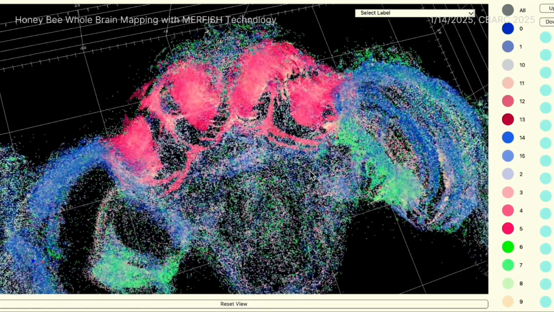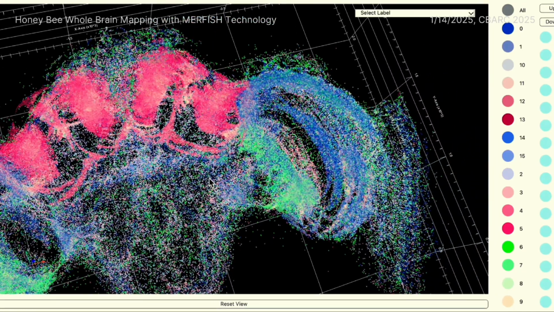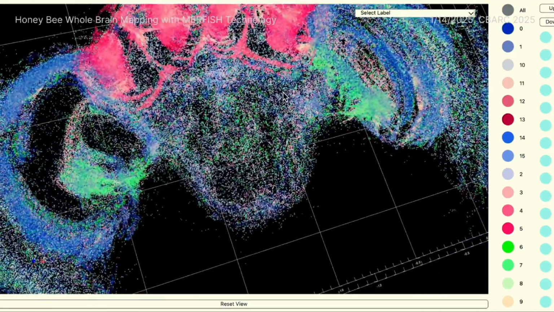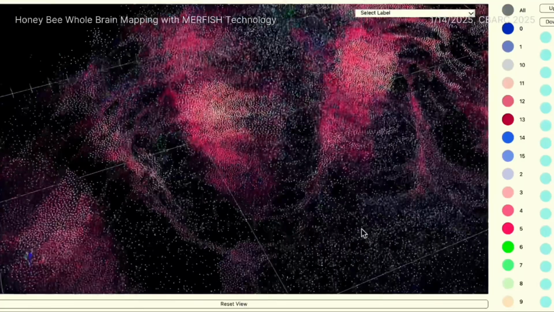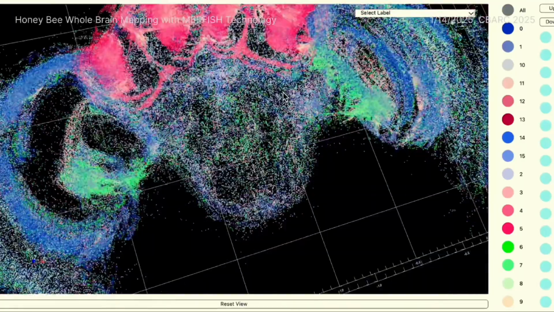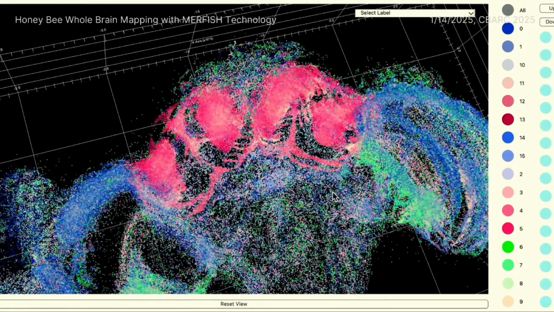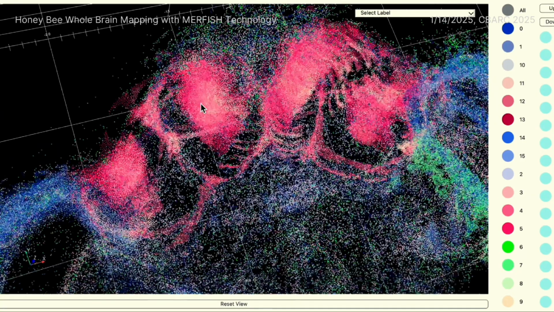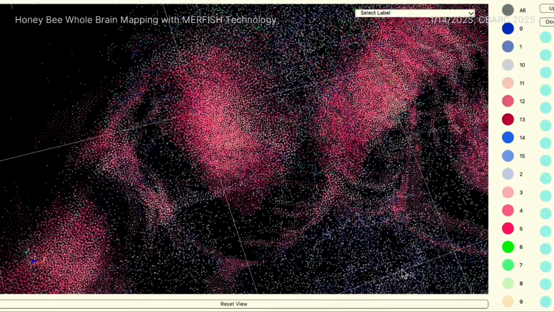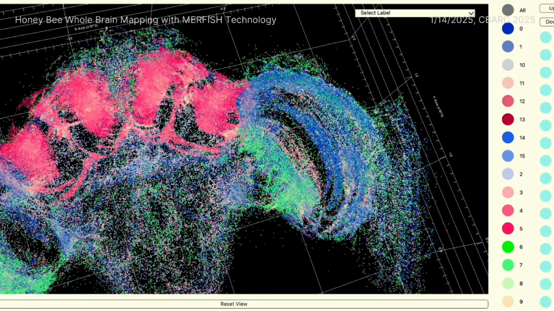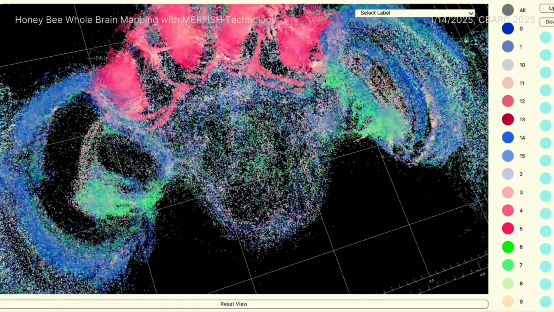Let's start with the 3D brain reconstruction. Here you're looking at the entire honeybee brain, rebuilt from 16 coronal sections, each spaced about 40 microns apart. Every single dot is a cell detected by MERFISH, and its color represents its molecularly defined cluster. With this 3D view, we can spin the brain, zoom in on specific regions, and trace structures like the mushroom bodies, optic lobes, and antenna lobes, all in one unified dataset.